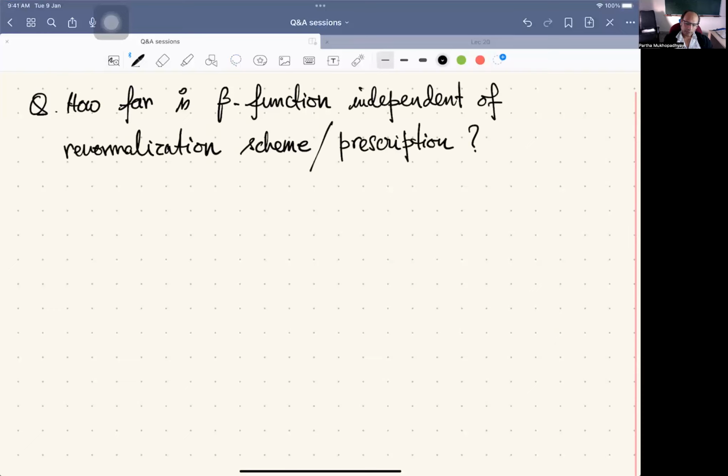So let us first try to understand what the meaning of this question is. What we discussed earlier during the lecture? What was this renormalization scheme? And when we change the renormalization scheme, what happens? So let us recall those things just as a warm-up.